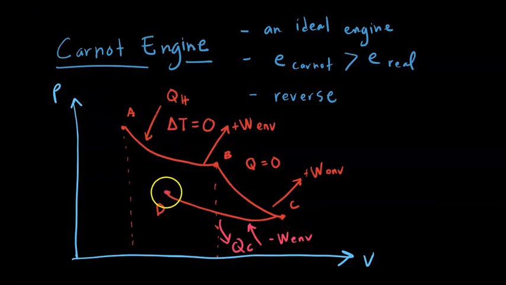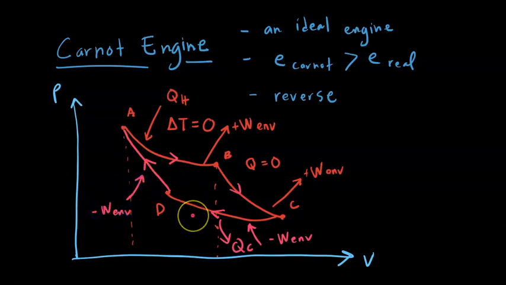And then the final process is D to A, which is an adiabatic process. This is adiabatic compression. We still need to supply work from the environment to compress the system. And this is an adiabatic process, so Q equals 0.